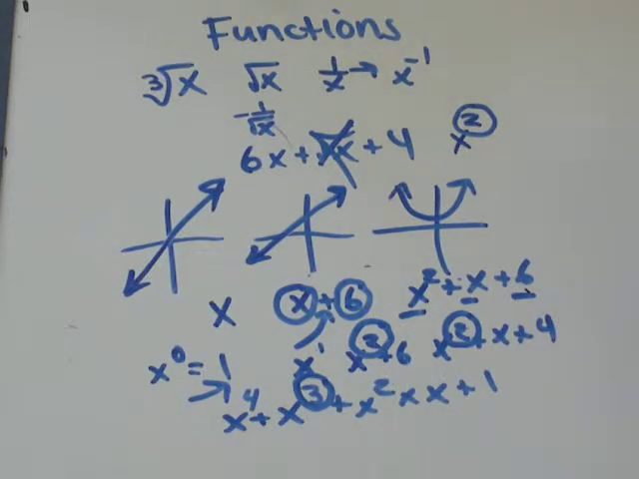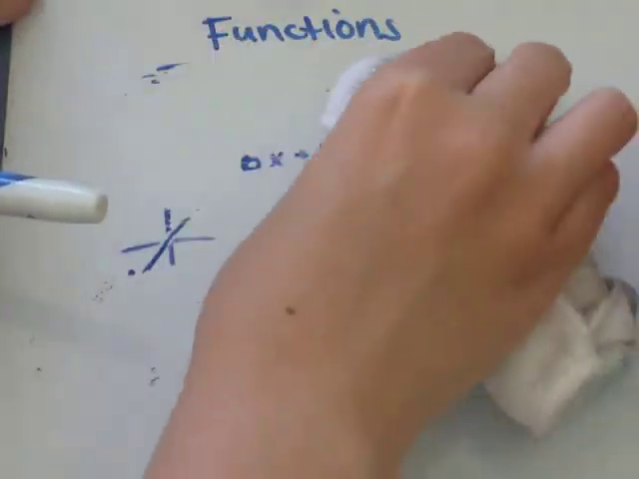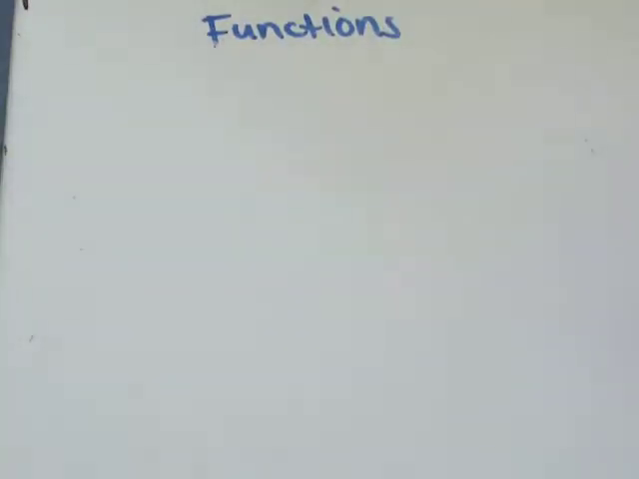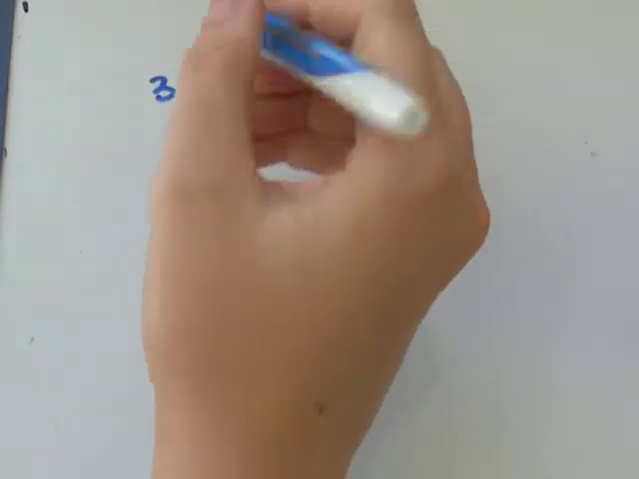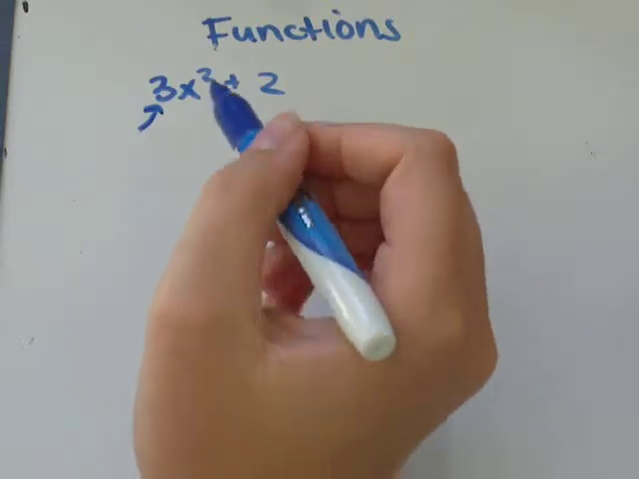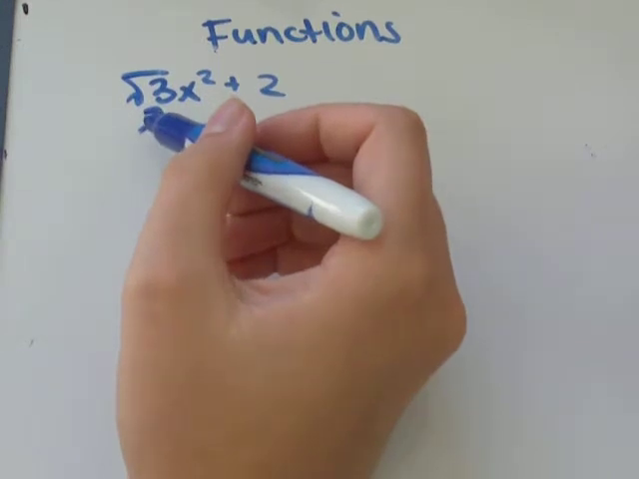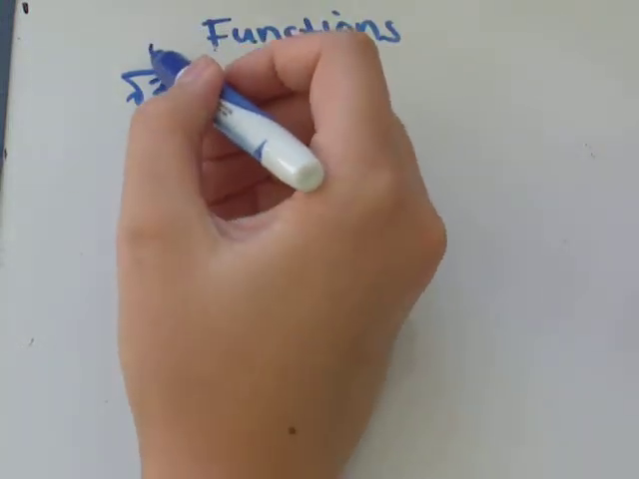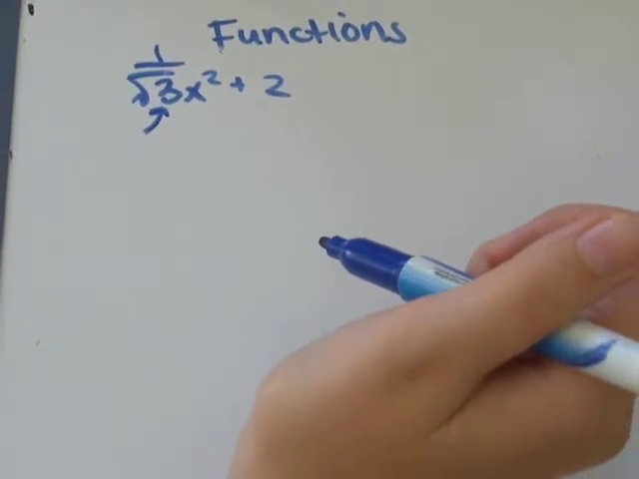So in terms of coefficients, they can really be quite a large variety of different numbers. So I'll give you some examples. You could have 3x squared plus 2. You could have a whole number as a coefficient. You could have the square root of 3 times x squared plus 2. You can take the square root of a whole number. You could also have a fraction. It could have been 1 over the square root of 3, and that still makes it a polynomial function.